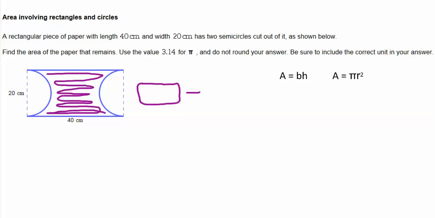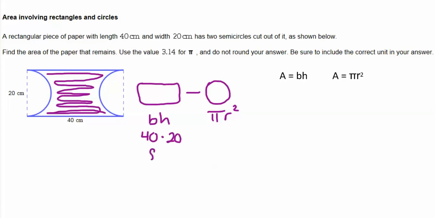So if you put two halves together, it makes one whole. Okay, so instead of subtracting out two semicircles individually, we're just going to subtract out the circle. Okay, so rectangle minus the two semicircles. All right, so area of the rectangle is base times height. Area of the circle is pi r squared. Okay. The base of the rectangle is 40, and the height of the rectangle is 20, just like they mentioned.